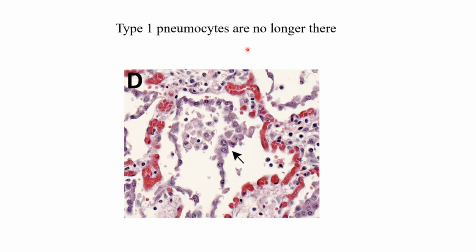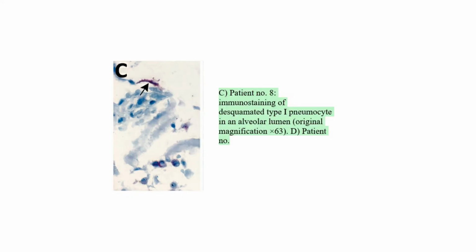Type 1 pneumocytes are no longer there. They are not, at least, where they should be. Some around here have fallen off, but where they should be, there aren't any. This is type 1 pneumocyte immunostaining, specifically for type 1 pneumocyte, which has desquamated.